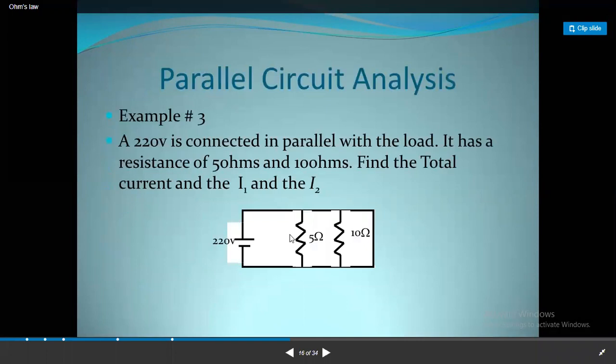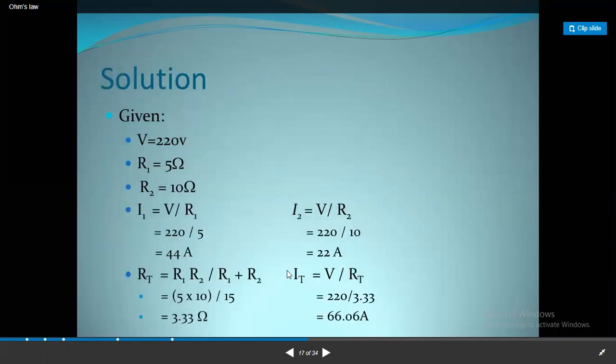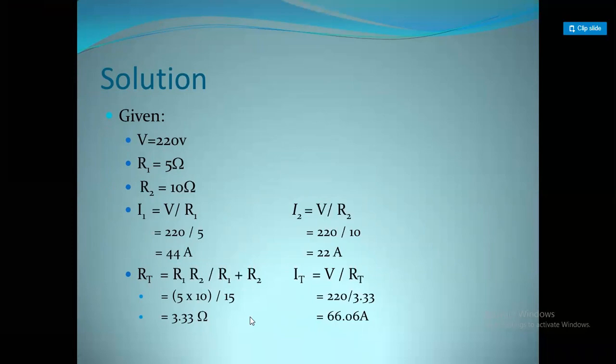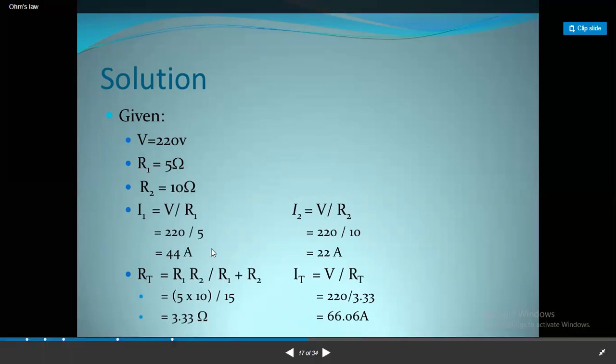So simply understand that in a parallel circuit, the voltage of the supply is similar to the voltage of the resistor. Here, the same voltage is provided. Here also they provide the same voltage. Therefore, we can apply 220 divided by 5, it's 44 amps. And for the second circuit, V is 220, this one is 22 amps. So that is the way of getting the current, 44 plus 22, right?